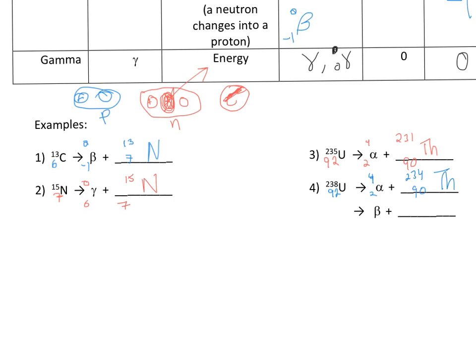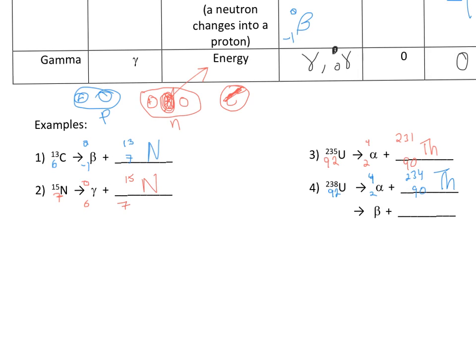Now this arrow here is telling us that basically uranium-238 gives off an alpha particle, but then it keeps going and it gives off a beta particle. So whenever you have a multi-step problem like this, what you do is you look at the product of the first one. So after it gives off an alpha particle, it turns into thorium-234. So then this thorium-234 you put here, and that gives off a beta particle.